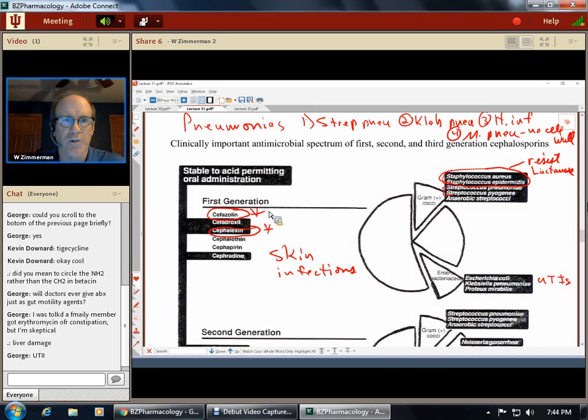It gets used before surgery. Give somebody a good dose of cefazolin before surgery. It's in their skin. Therefore, as you're cutting through their skin, you'll hopefully avoid infections. But what we see here is mostly gram-positive. So, those are the two first generations to know.